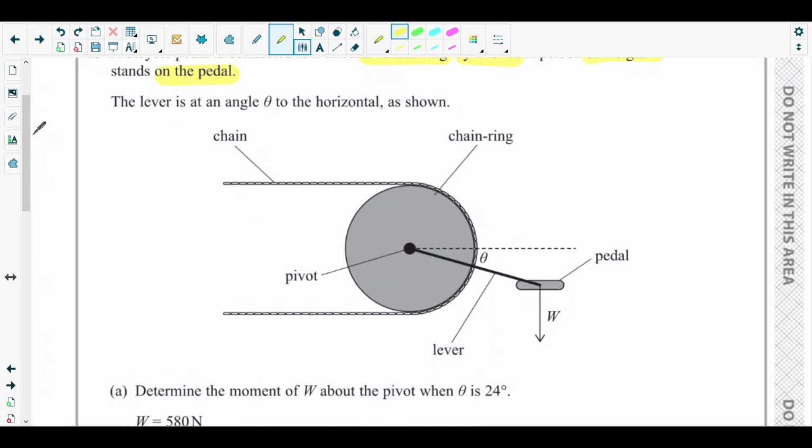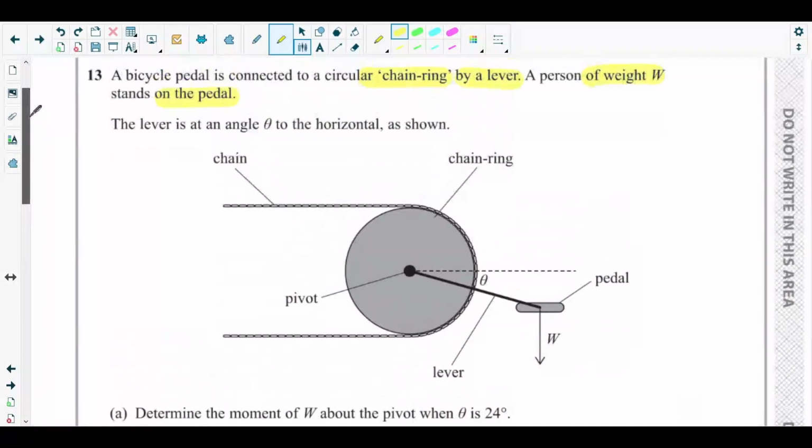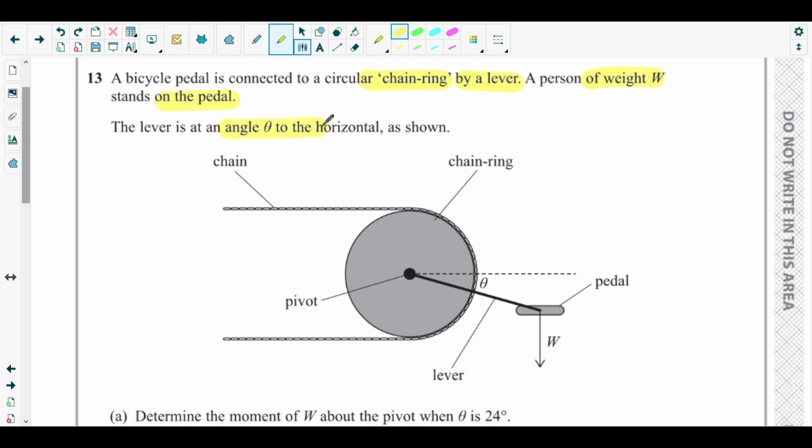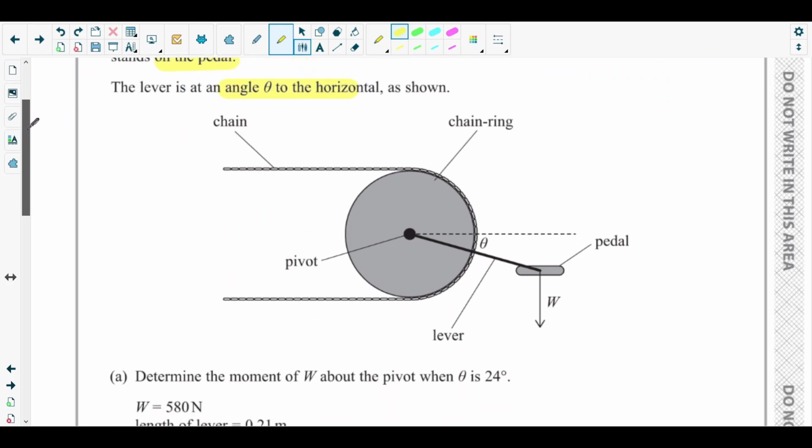It's a bicycle pedal. Definitely you have ridden a bicycle, right? So definitely you have seen around a ring, the chain is connected, right? So when you pedal it, the chain rotates around the what? Ring, chain ring. Okay. So the lever is at an angle theta to the horizontal as shown. So this is the figure.